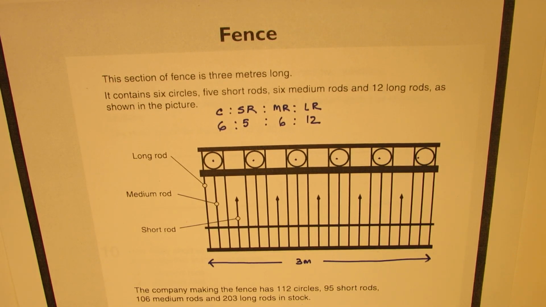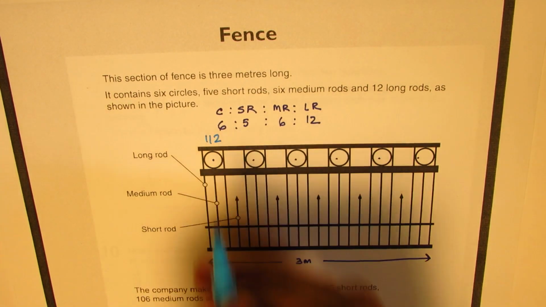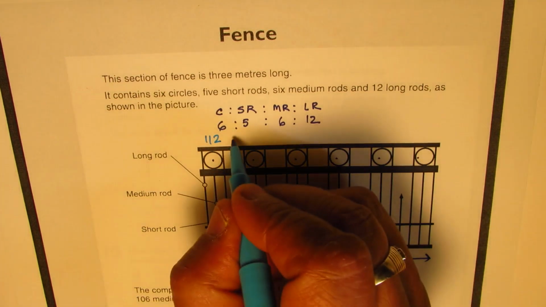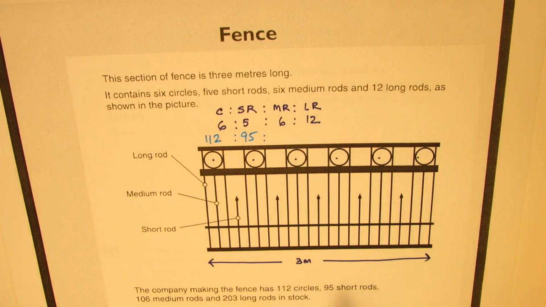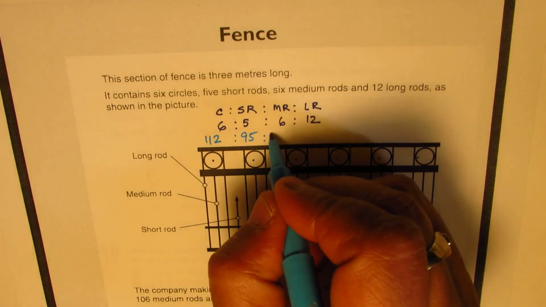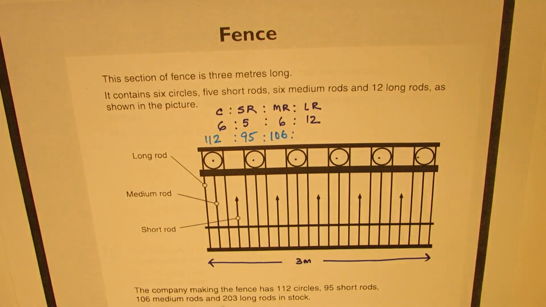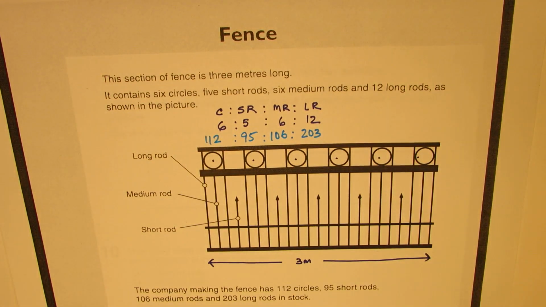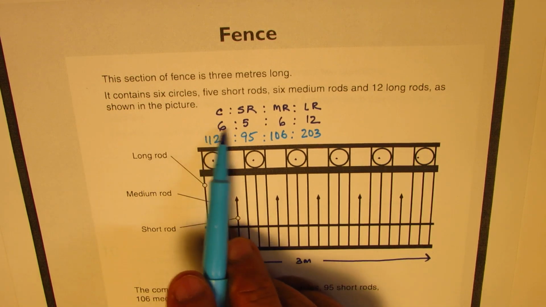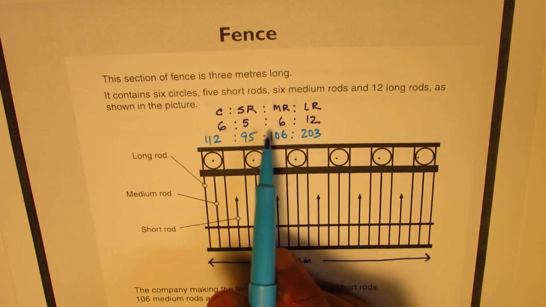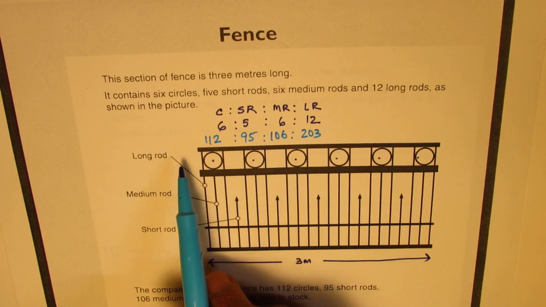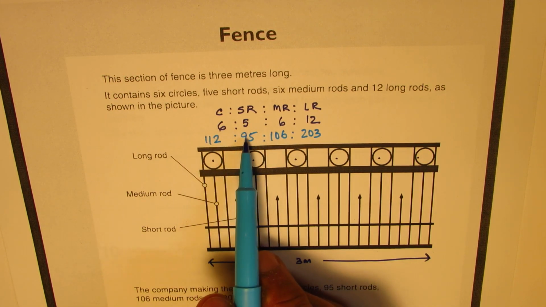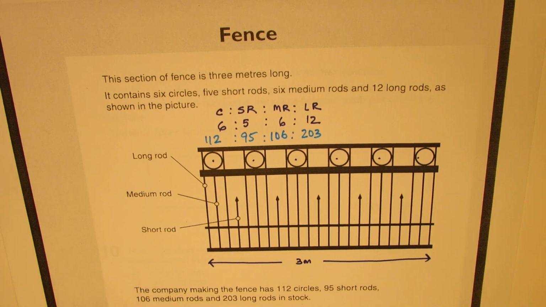Now, what do we have? It says that the company making the fence has 112 circles. So we have 112 circles, 95 of these short rods, 106 medium rods, and 203 long rods. So as you can see from the ratio, long rods are twice as much as circles and the medium rods, and short rods you need a lesser amount. We have 95 here. Okay.